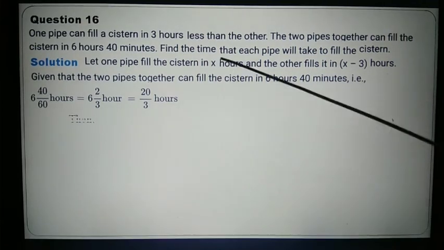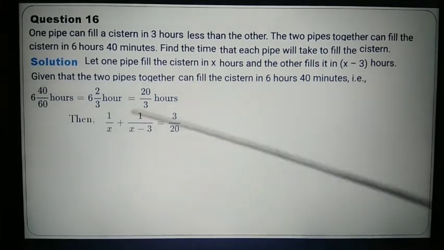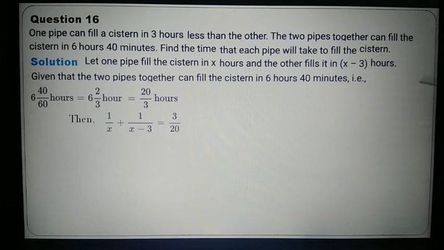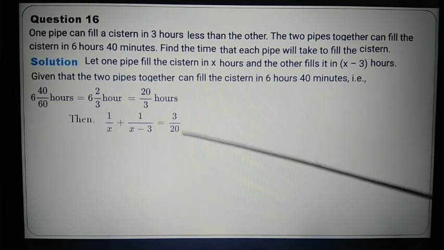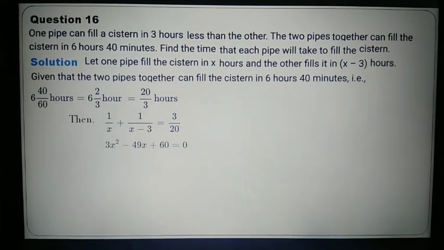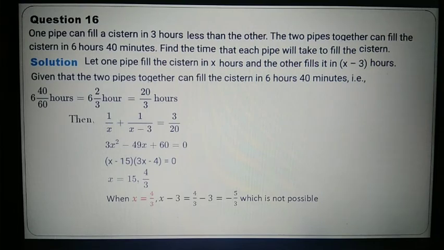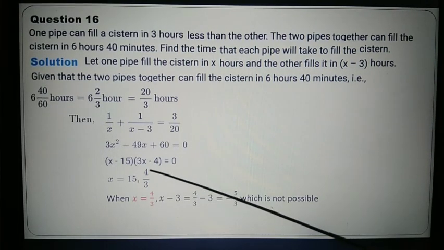So from the given condition we have 1 by x, that is this one, plus 1 by x minus 3, that is this one, equals 3 by 20. Solve this, or add this, and find the value of x. So as I said, there are two values, so x is 4 by 3.